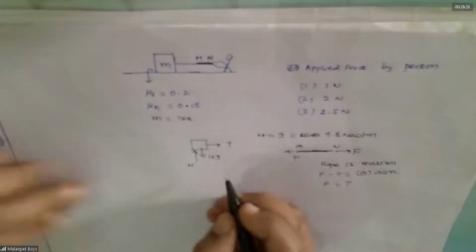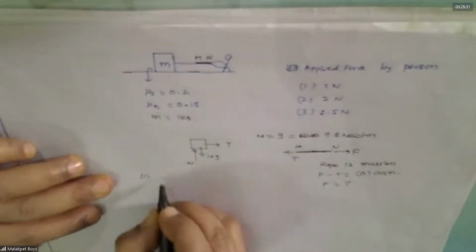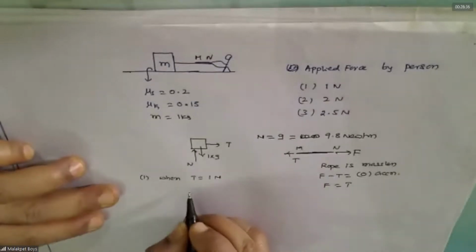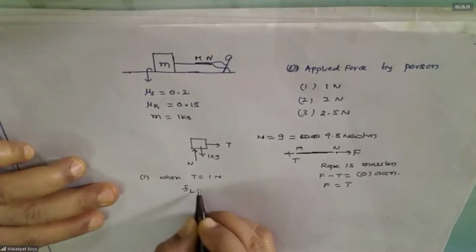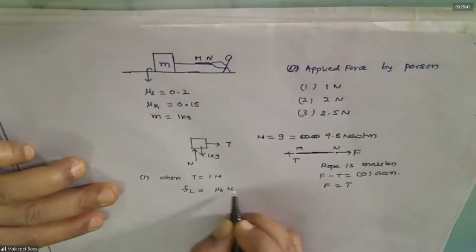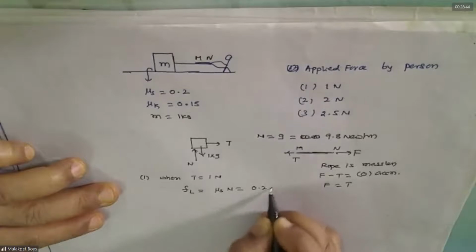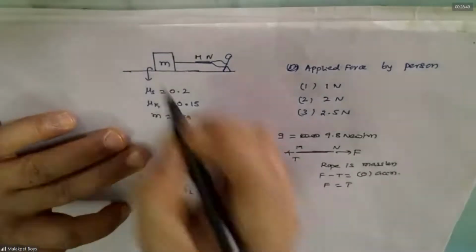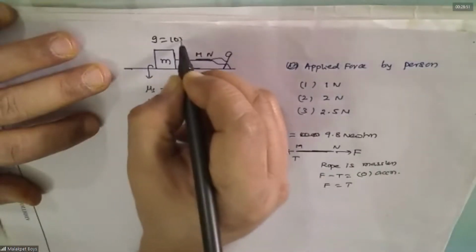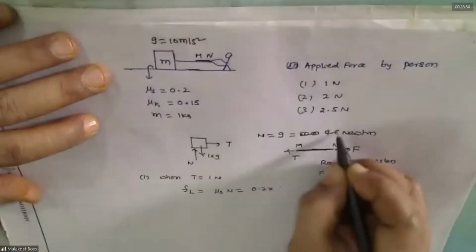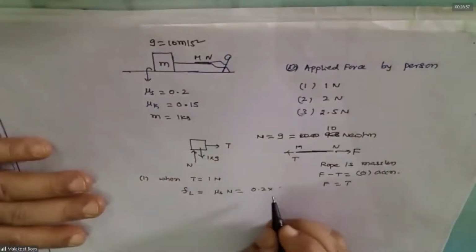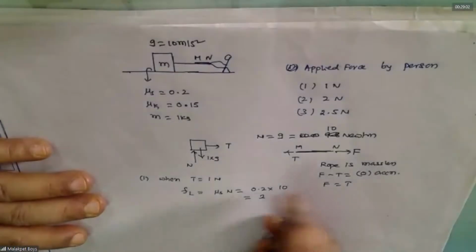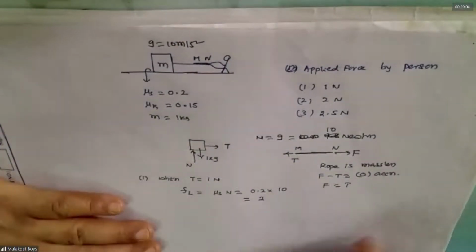Now, first case, what is the tension? When T equals 1 Newton, let us check what is the limit. First, always check limiting friction. Mu s into N: 0.2 into normal, which is 9.8. Otherwise, for easiness, take g as 10 meter per second squared, otherwise calculations will be difficult. In the examination, they have to mention it, because the 0.2 also differs in friction. Till here you followed.